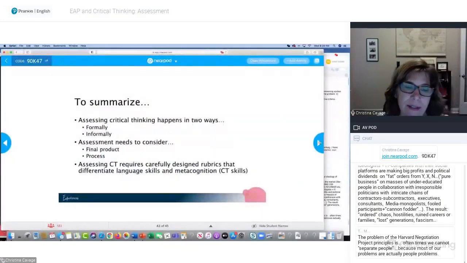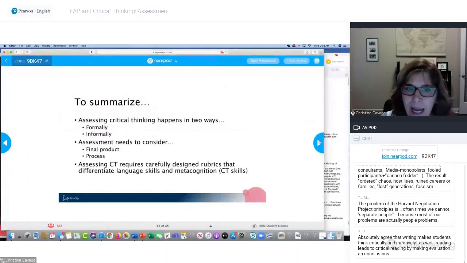So to summarize here, assessing critical thinking happens in two ways. It happens both formally and informally. And when we assess critical thinking, we really need to consider the final product, but we also need to consider the process. And assessing critical thinking really requires carefully designed rubrics that differentiate language skills and metacognition, those critical thinking skills, okay?